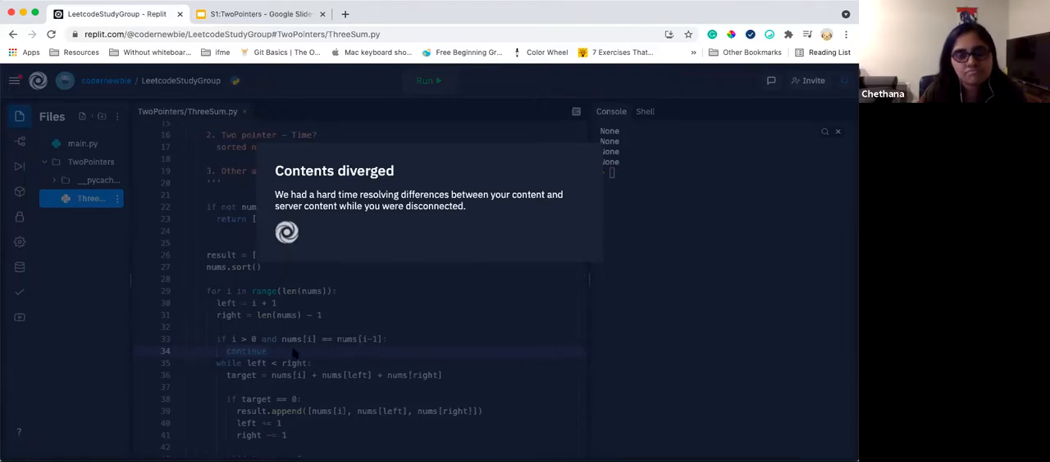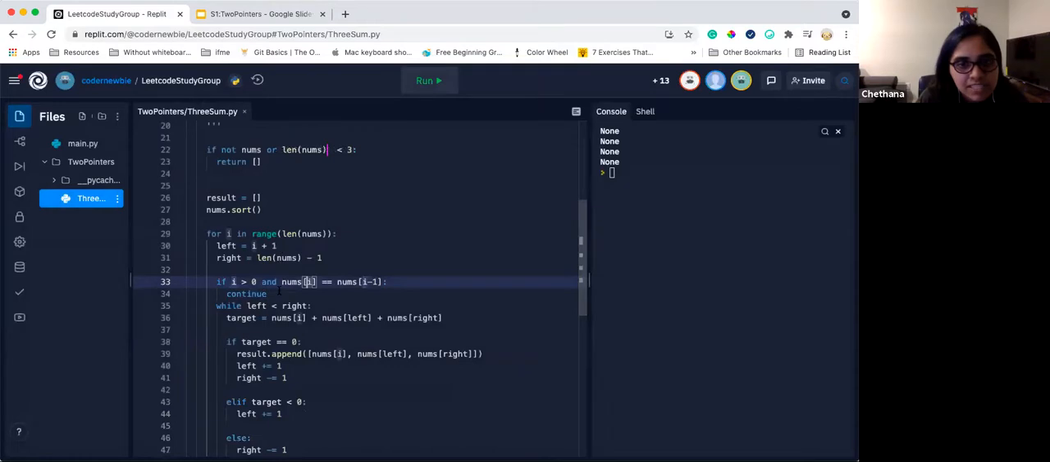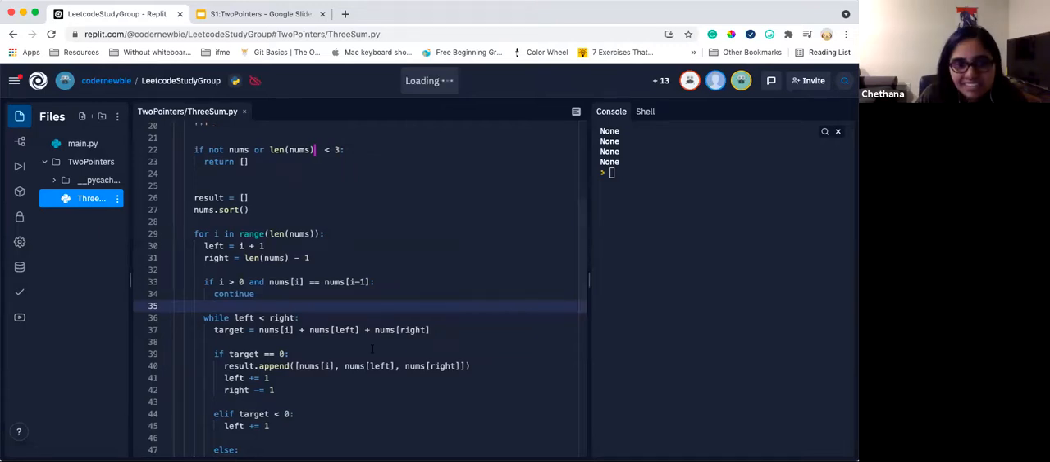I'm waiting for the things to condense together. Come on, REPL.